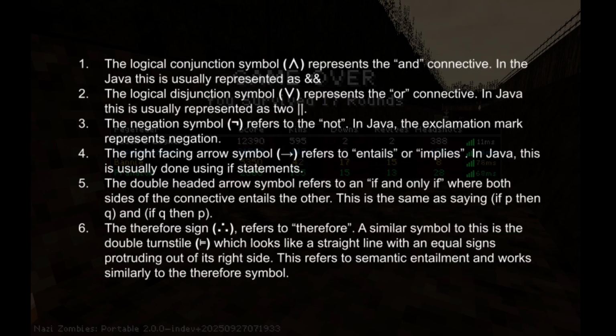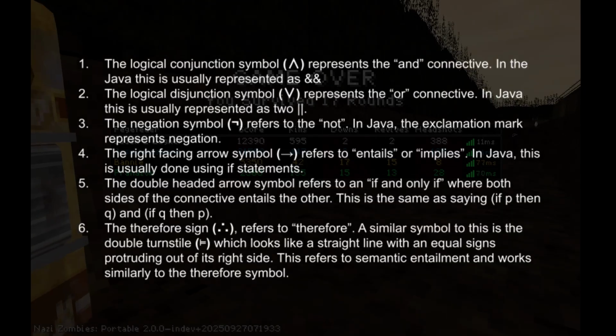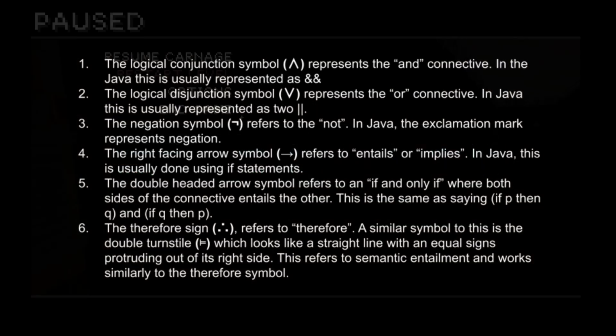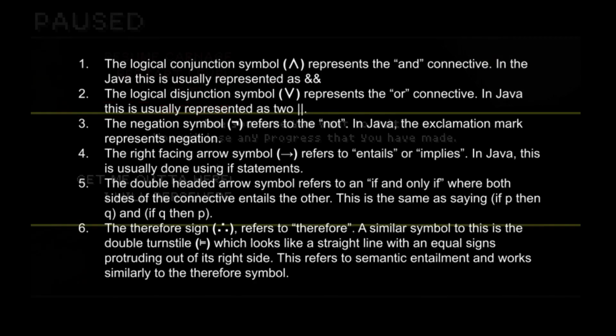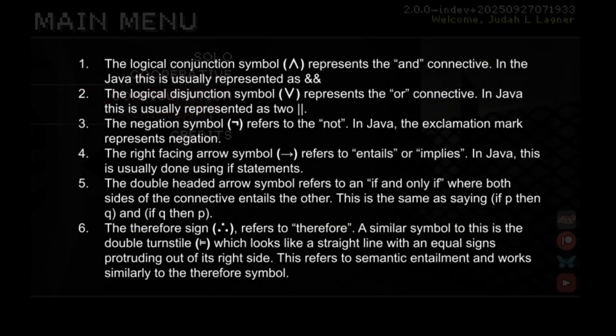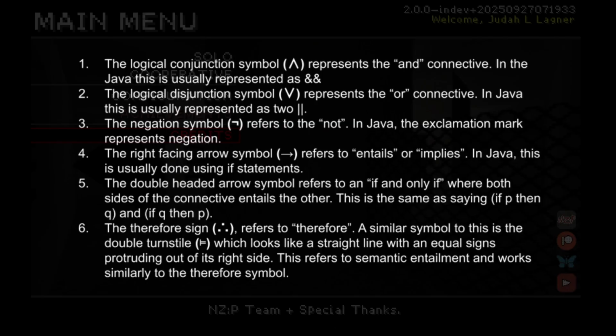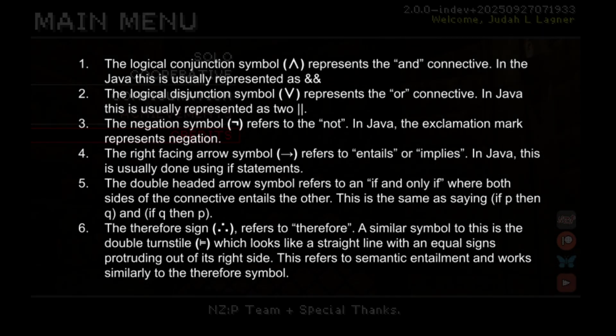Now, finally, we have the therefore symbol, and this just refers to therefore. So if you looked at the arguments we did before, we had premise one, premise two, therefore, then we had some conclusion. You would just replace therefore with the symbol. And similarly, you have a double turnstile, which just represents the same thing, basically.